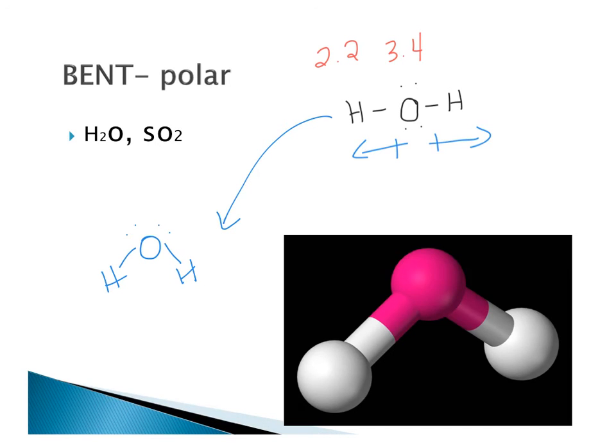So that's why we call this a bent shape and not a linear shape, due to the unpaired electrons sitting on the central atom. Now, one thing to note here is that anytime we have unpaired valence electrons sitting on the central atom, we tend to have a polar molecule.